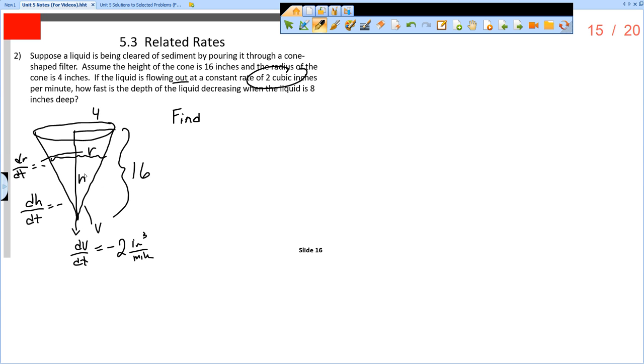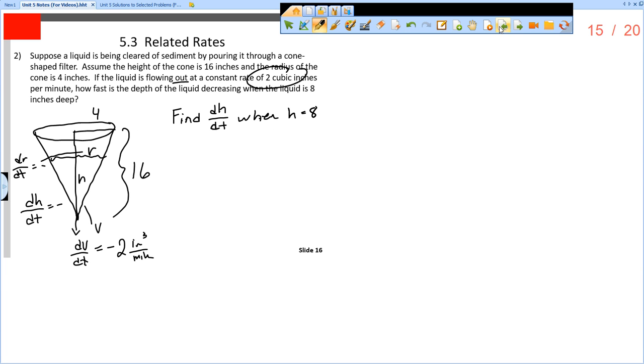So what does that mean? The depth of the liquid is H, right? So dH/dt. So find dH/dt, right? When the liquid is 8 inches deep. So when H equals 8. All right, so we have that.